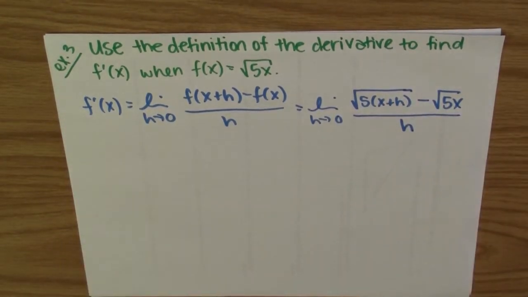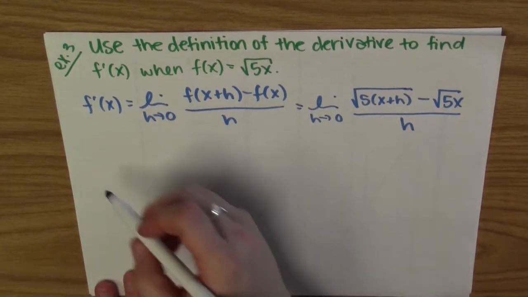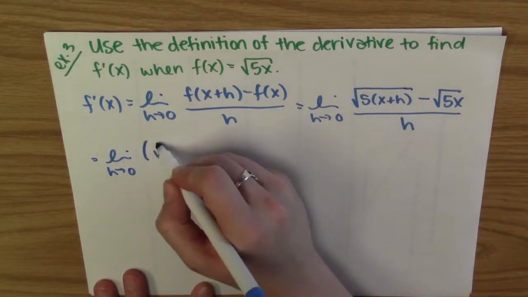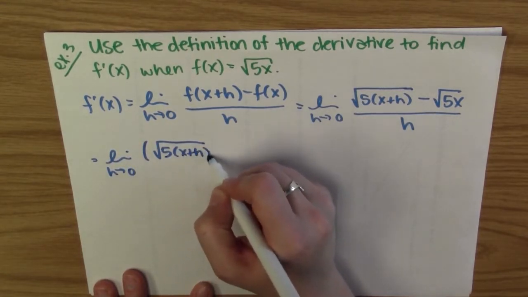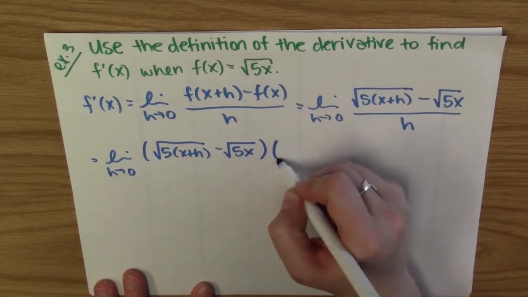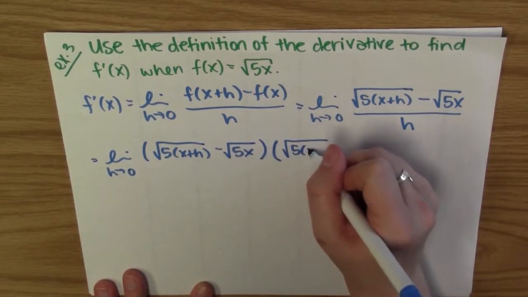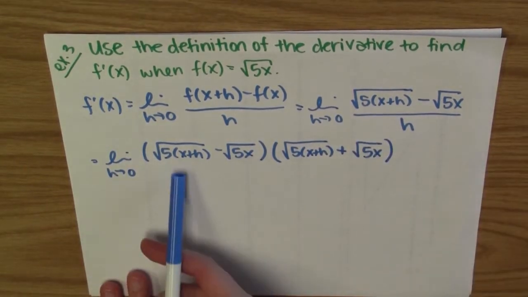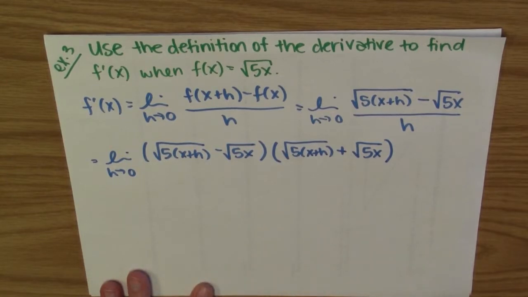Like in the last examples, I want to cancel this h from the denominator so that I can just plug in h equals 0 and find the limit. In order to do that, in this case, I need to multiply the top and bottom by the conjugate of the top. Here's what I get. The limit as h approaches 0 of the square root of 5x plus h minus the square root of 5x times the square root of 5x plus h plus the square root of 5x. These two square roots and these two square roots are the same, and they differ by which sign is in between.